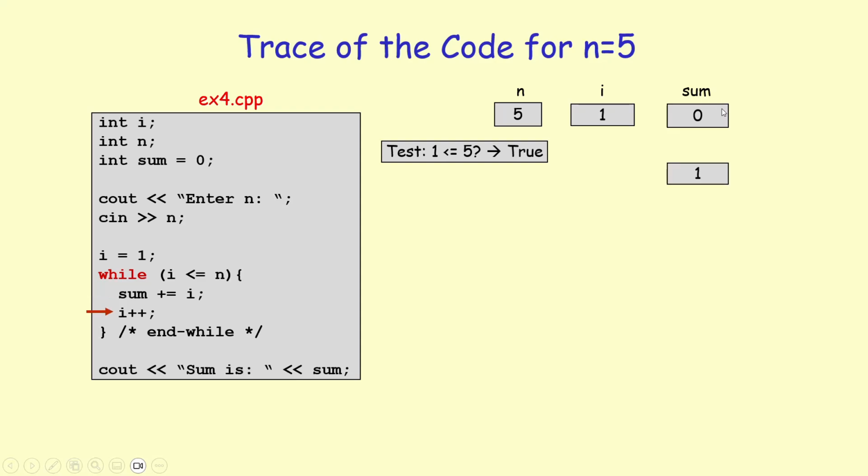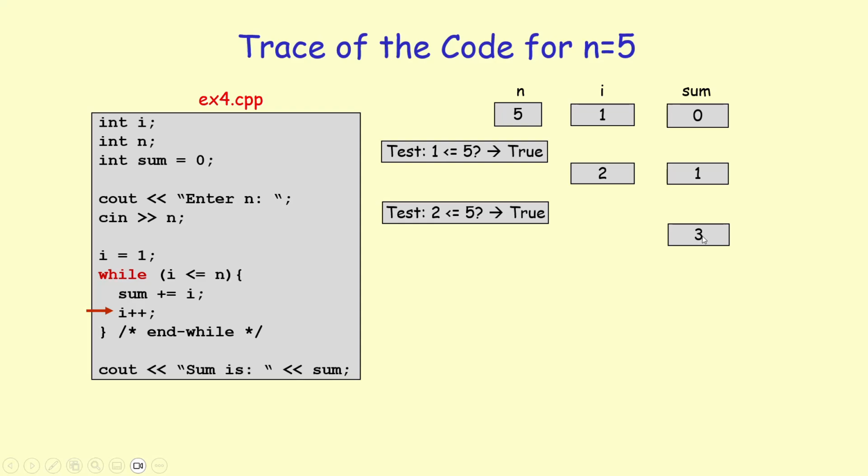And now we increment the value of i, it becomes 2. So the next time I will be adding 2 to sum. So we go back to the beginning of the while loop, do the comparison. Is 2 less than or equal to 5? Yes, it is true. So we get into the body of the while loop. We again add i to the running sum. i is 2 at this point, and the running sum is 1. So 1 plus 2 becomes 3.